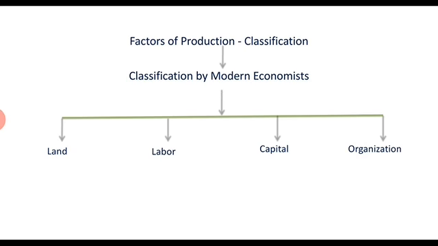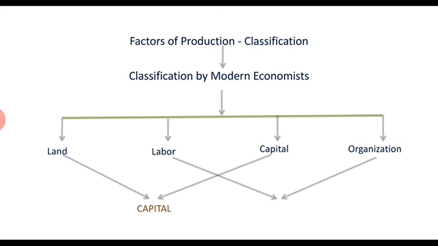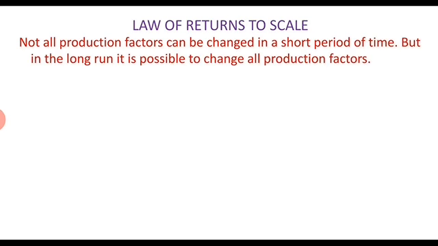Modern economists classified the factors of production into two types: land and capital are taken as capital, and labor and organization as one factor, labor. According to modern economists, factors of production are two types, that are capital and labor. Law of returns to scale.